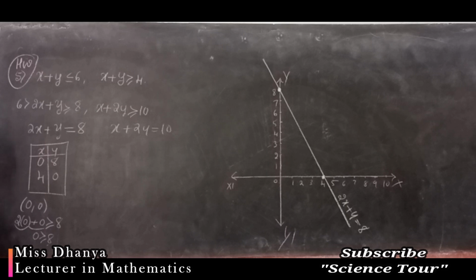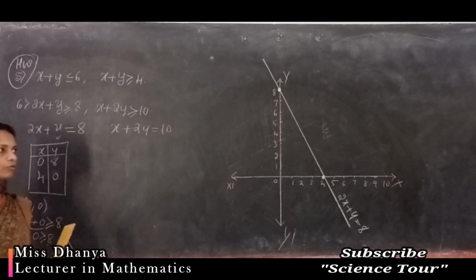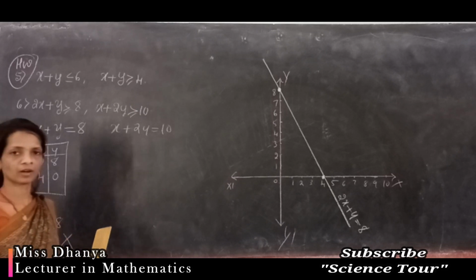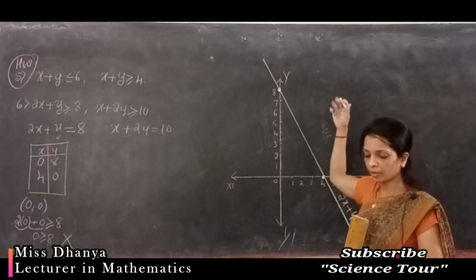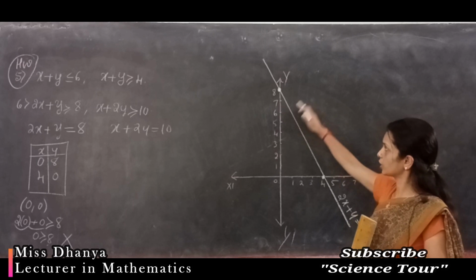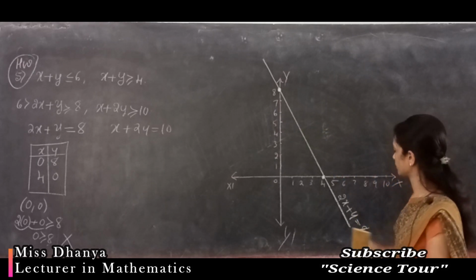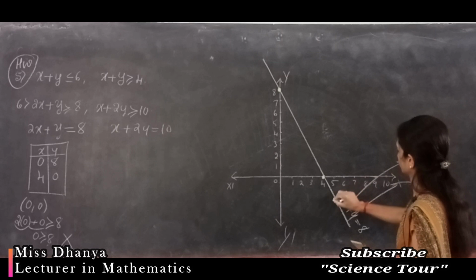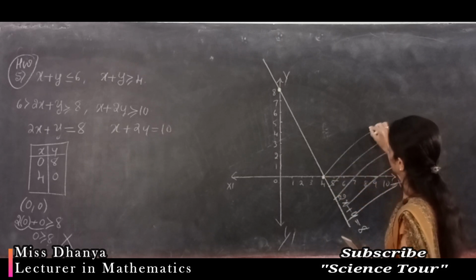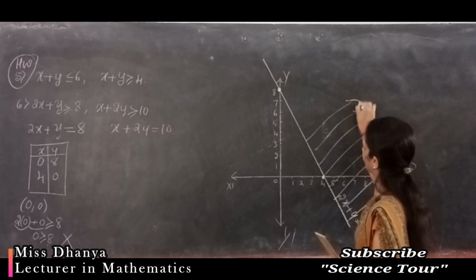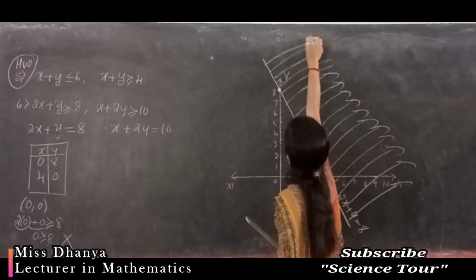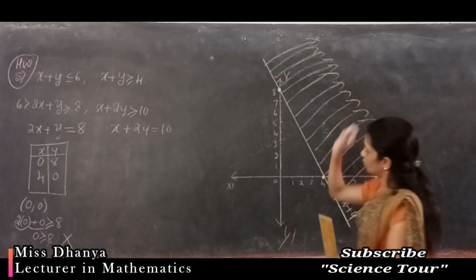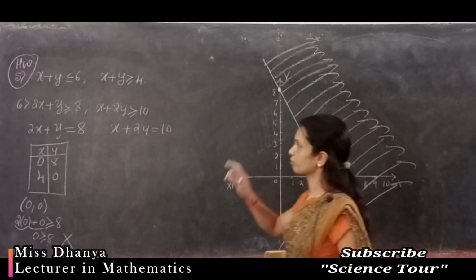Whether 0 is greater than or equal to 8 or no, right? So this is a wrong inequality. If you have a wrong inequality, then you have to shade the half plane not containing the checking point. In the upper half plane, you are not having the checking point, right? So you have to shade the upper half plane of this line. So shade that. Okay, so this is the solution region of the first inequality.